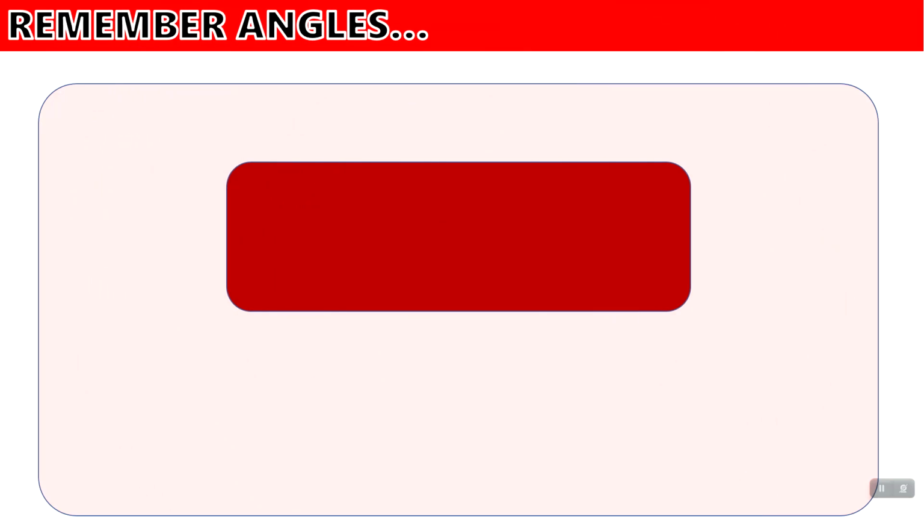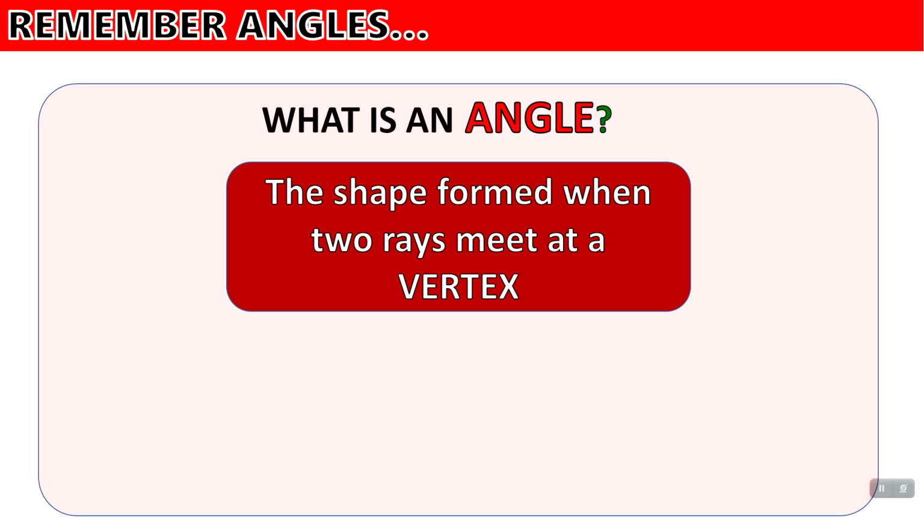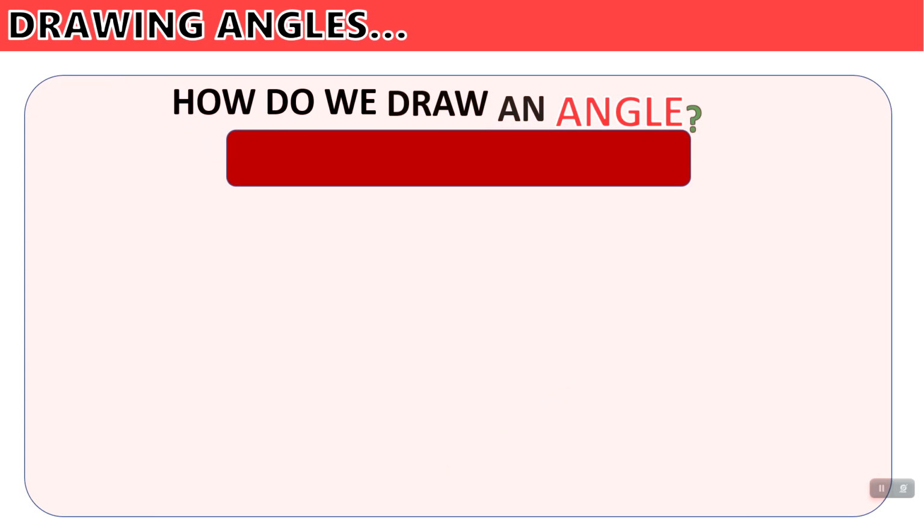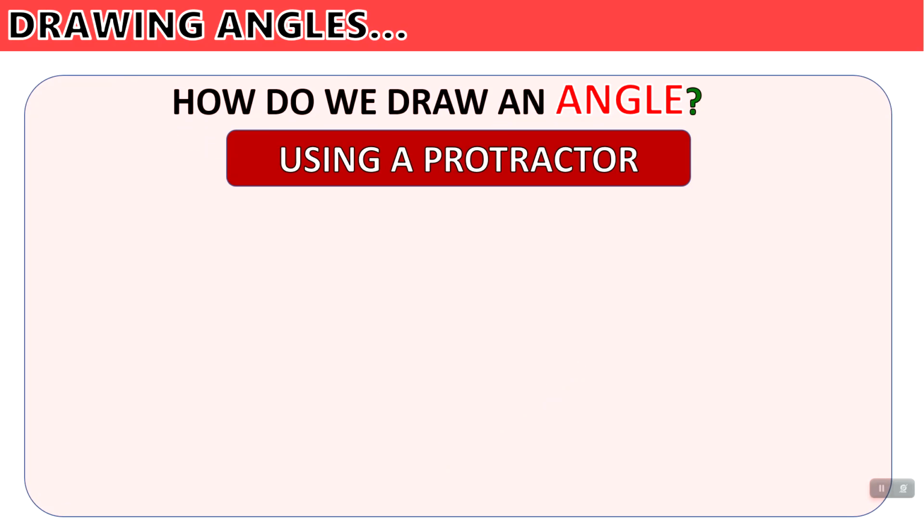First, let's remember what an angle is. We say an angle is the shape formed when two rays meet at a vertex. Here are two rays, and when they meet at the vertex, this is now an angle, stated in a certain number of degrees. But what if we wanted to draw an angle of a certain degree? Well, we would use a protractor along with a pencil and a ruler.